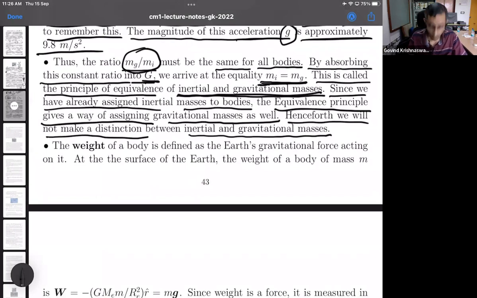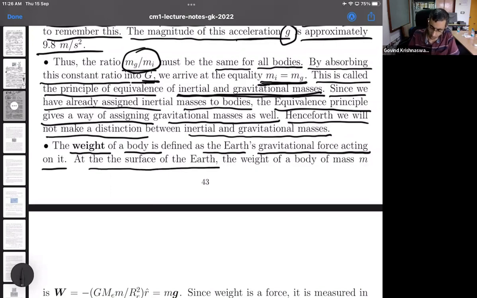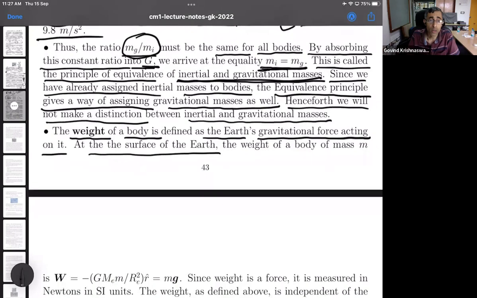Now I want to define another concept called the weight of a body. The weight of a body is defined as the Earth's gravitational force acting on it. This is our definition, so that's how we're going to define it. Now, at the surface of the Earth, let's see what this is.